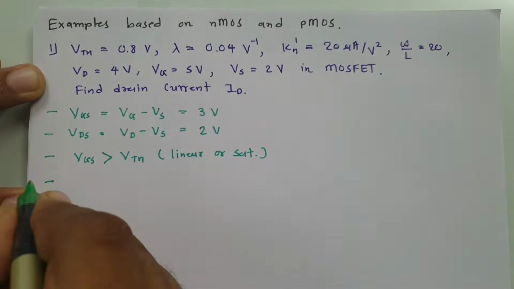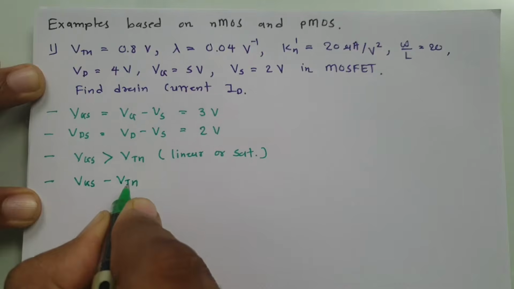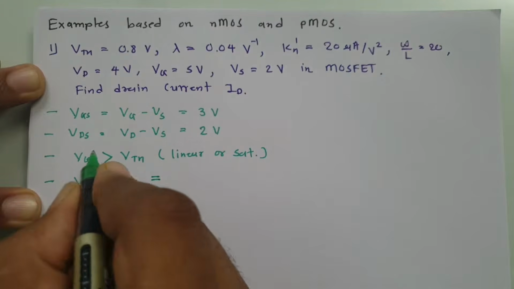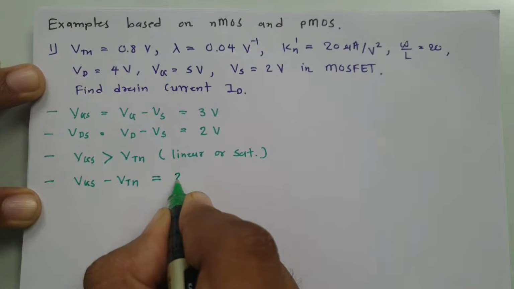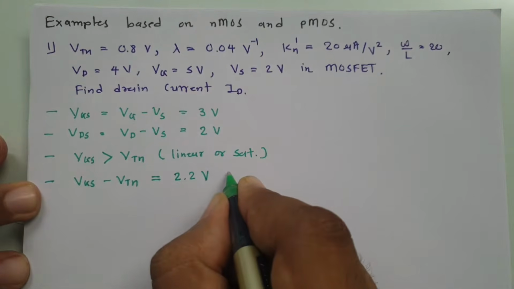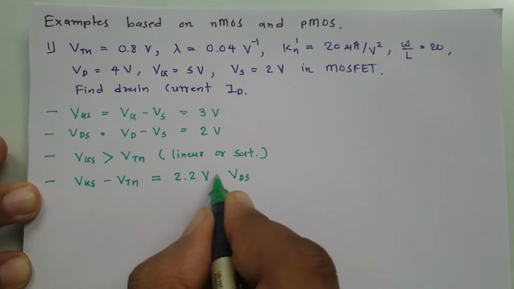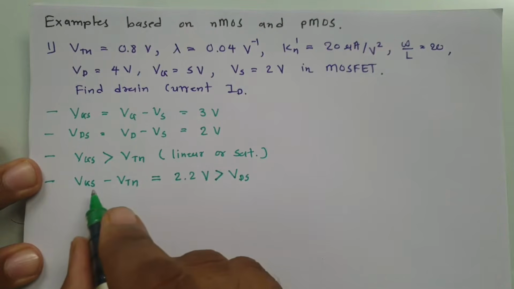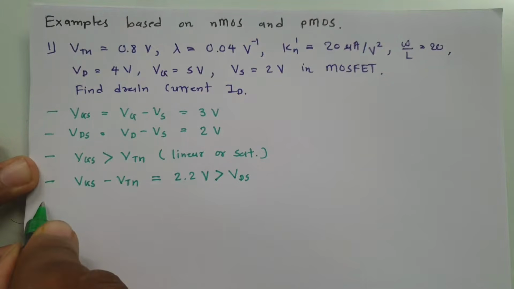For that we need to see the drive-in voltage, and the drive-in voltage is VGS minus VTN, and we need to compare this with VDS. VGS is 3 and VTN is 0.8, so 3 minus 0.8 is 2.2 volt. If we compare that with VDS, VDS is 2 volt, so VGS minus VTN is greater than VDS. And as VGS minus VTN is greater than VDS, we can say our MOSFET is in linear region.